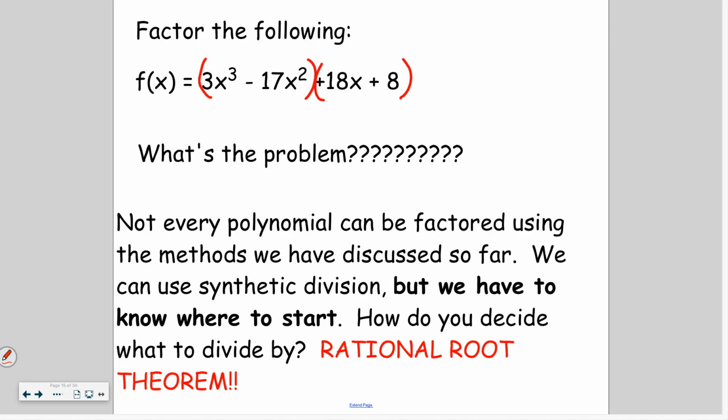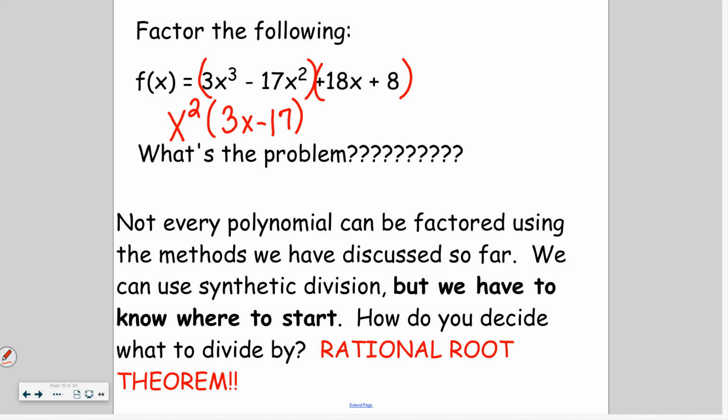So if I look at the 3 and the 17, I have nothing in common. However, the x cubed and the x squared, they both have an x squared. So I'm going to take out an x squared. I'm going to be left with 3x. When I take x squared out of the negative 17x squared, I'm left with a negative 17.